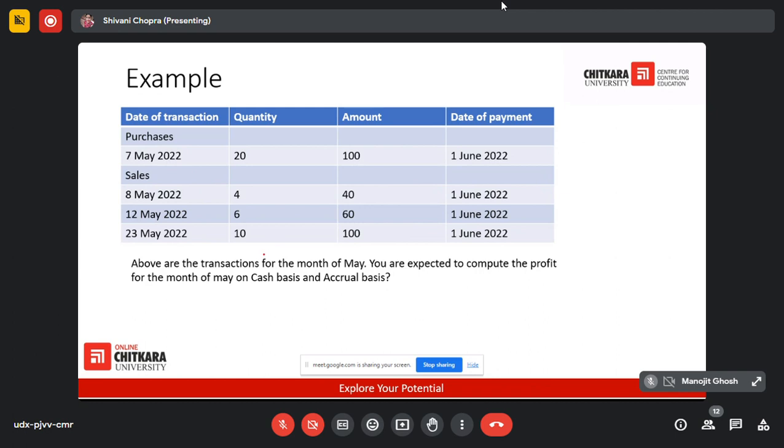You are expected to compute the profit for the month of May on cash basis and on accrual basis. On cash basis, what do we do? If it is on cash basis, then we record only those transactions for which we have either made a payment in cash or received the payment in cash. If no cash exchange has taken place, then we won't record that transaction.